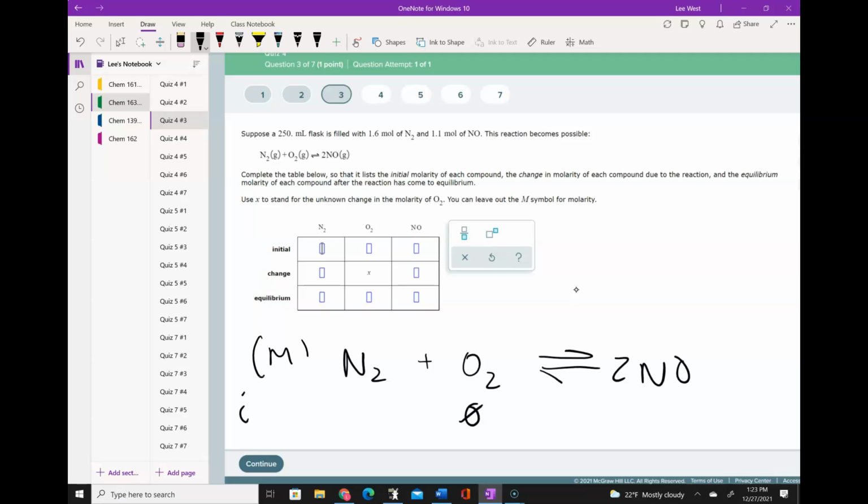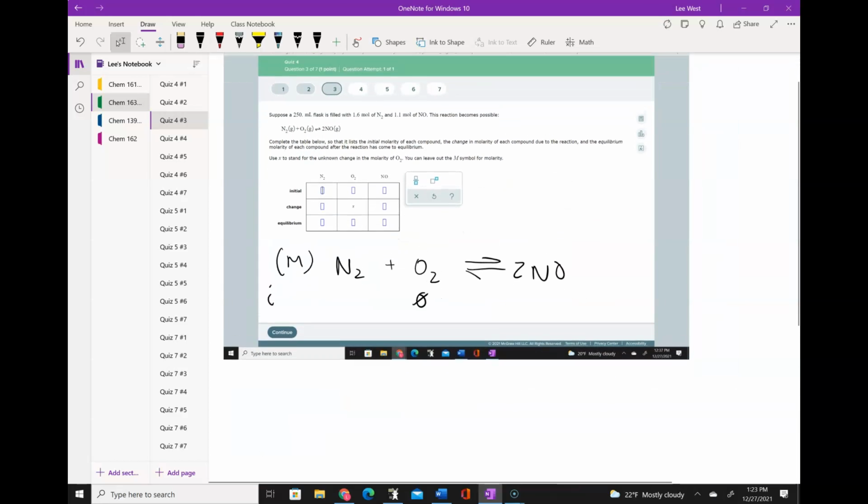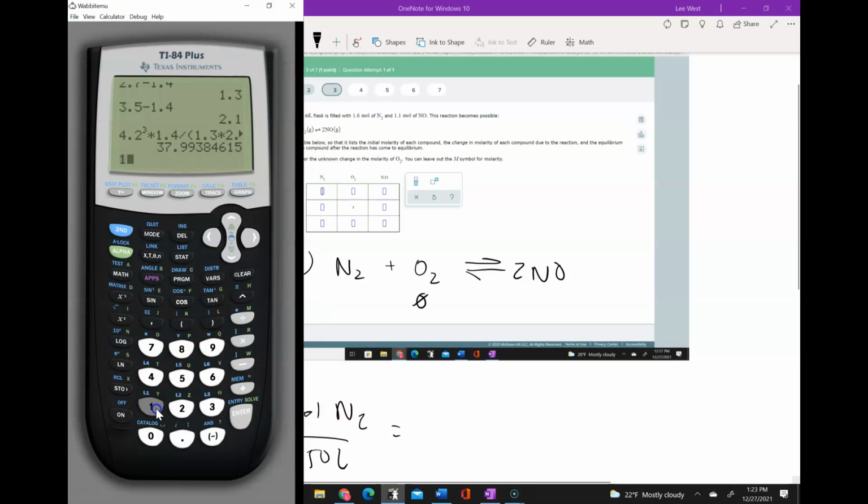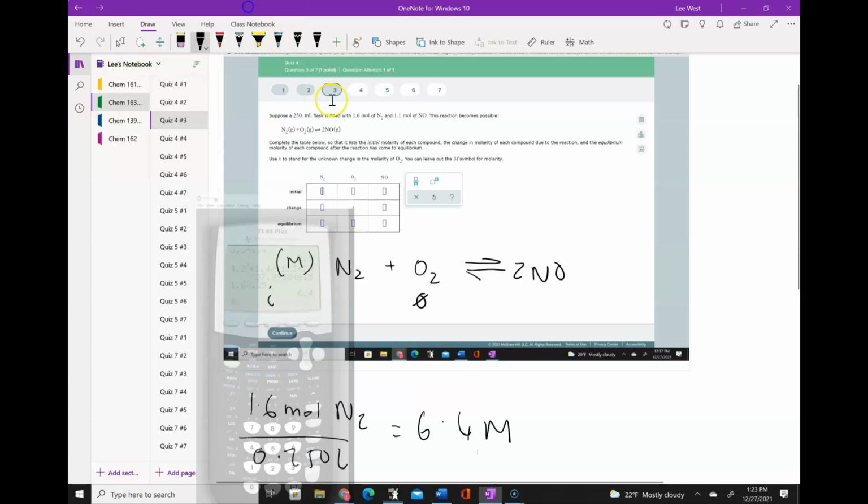Now I'm going to work in molarity here, right? So we only ever work in molarity or atm. And in this case, they gave us moles and a volume, so we know we're going to be working in molarity. 1.6 moles on 0.250 liters. So you're basically going to times that by 4, aren't you, right? But again, we do the math in our calculator just in case. Try not to do too much mental arithmetic. So that was 6.4 moles per liter N2 to begin with.